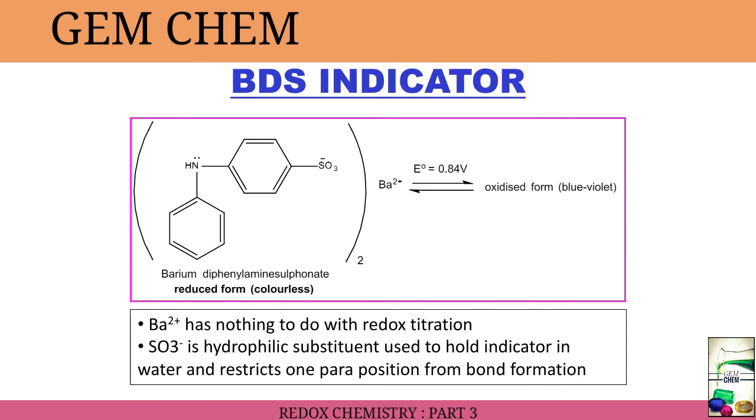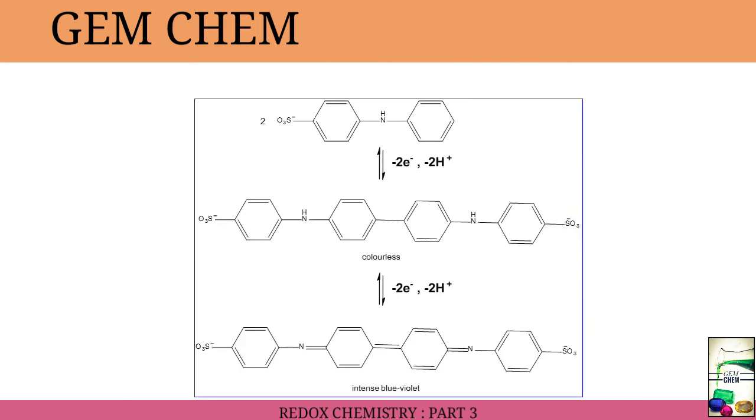Okay. Now we will see what is BDS indicator. The full form of BDS indicator is barium diphenylamine sulfonate. Okay. So this is the structure. We have two phenyl rings attached to a nitrogen, and here there is a sulfonate group. Now see this one. This is the reduced form. Now when it is reduced form, it is colorless, and when it gets oxidized at about this potential, it becomes blue violet. Now barium 2 plus has nothing to do with the redox titration, and SO3 minus is a hydrophilic substituent. Why is it used? It is used to hold the indicator in water and restricts one para position from bond formation.